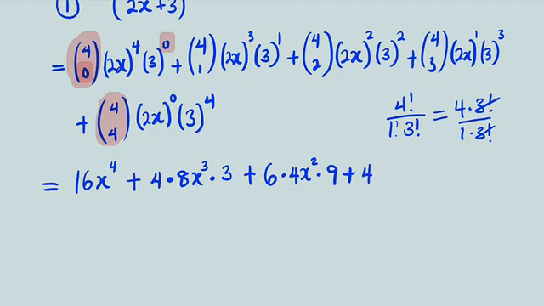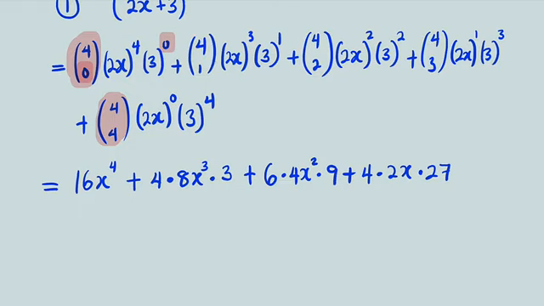Then 2x to the power of 1 is 2x. Then 3 to the power of 3 is 27. So we have 27. Then the last term, already I told you 4 combination 4 is 1. So we have only 2x to the power of 0, which is 1, multiplied by 3 to the power of 4. And 3 to the power of 4 is equal to 81. So the last term is just 81.